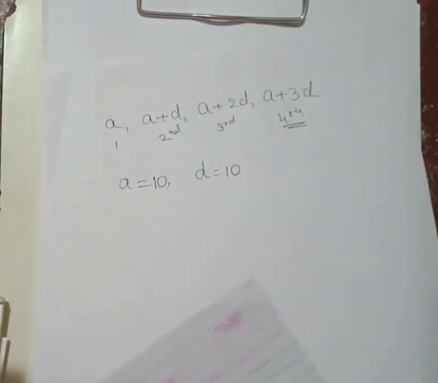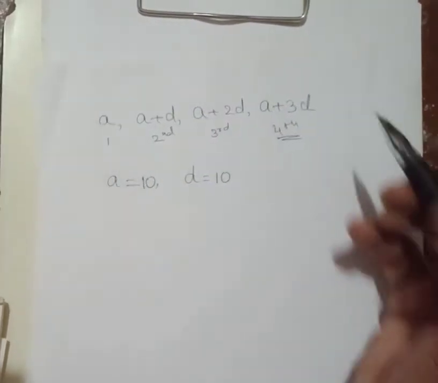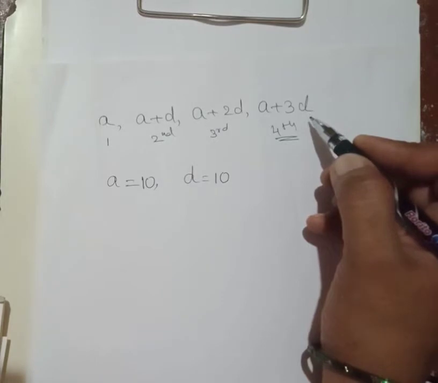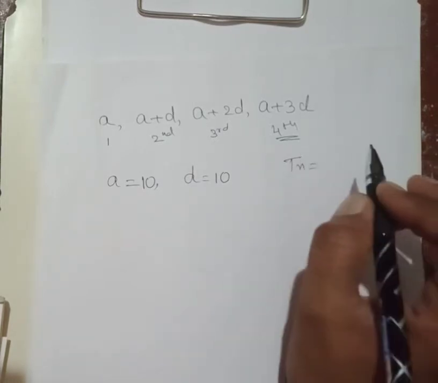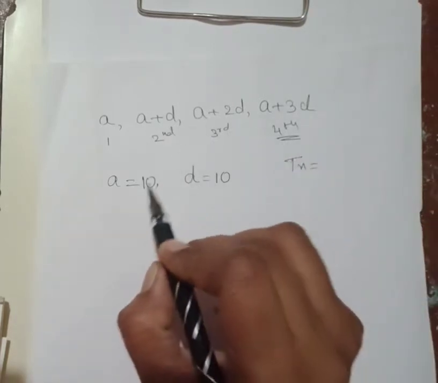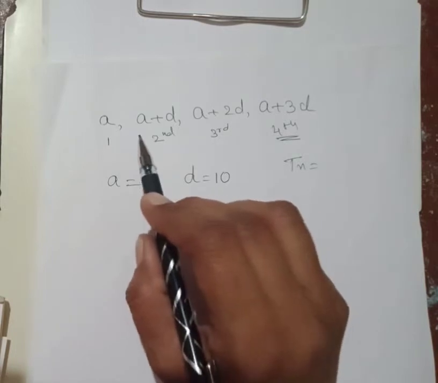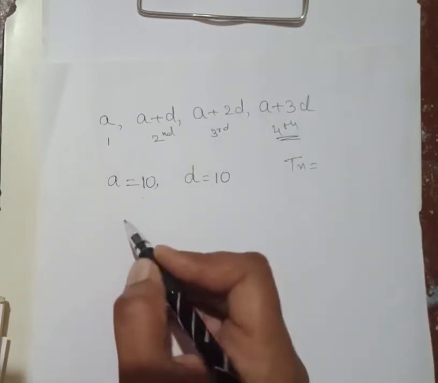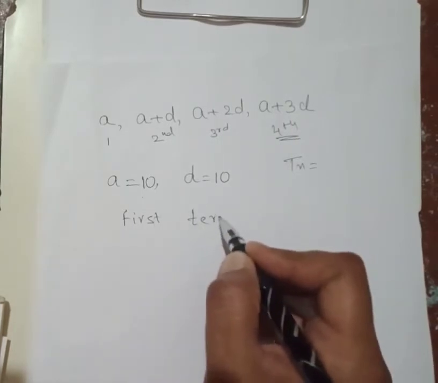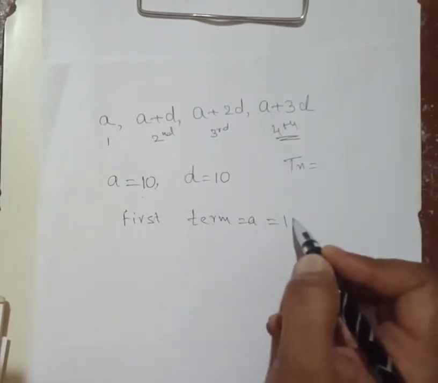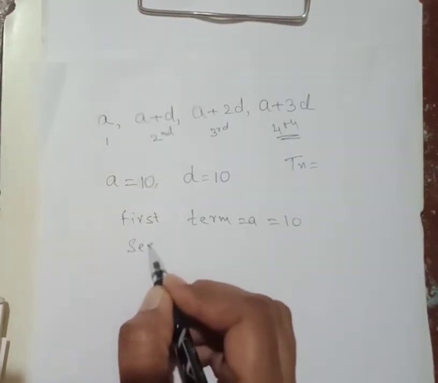Very simple, the calculation is very simple. During the exam you must get the point that you are not using Tn is equal to A plus n minus 1 into D and all those things. You are given simply A and D, and you are going to use this concept. Very basic it is. So now for the first term, it is given, first term is equal to A, which is 10. Already it is given. Okay, now for the second term, look at this one.